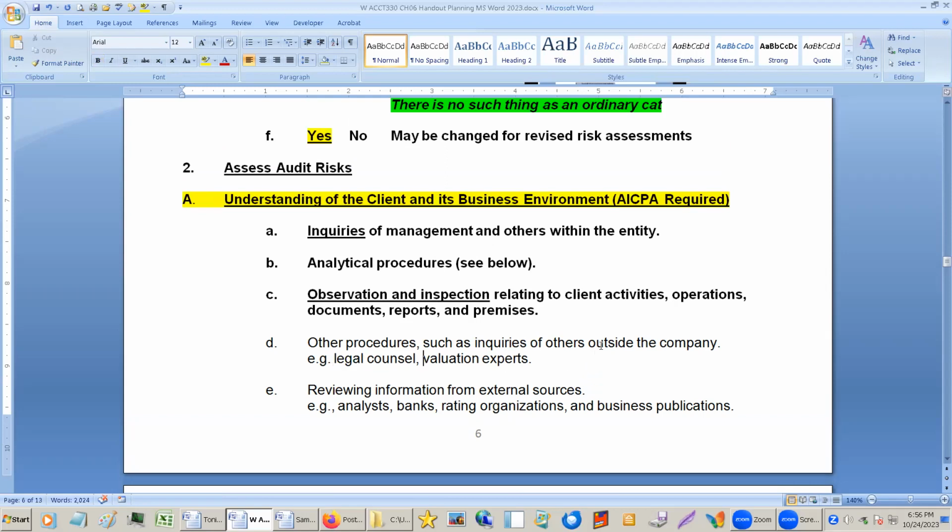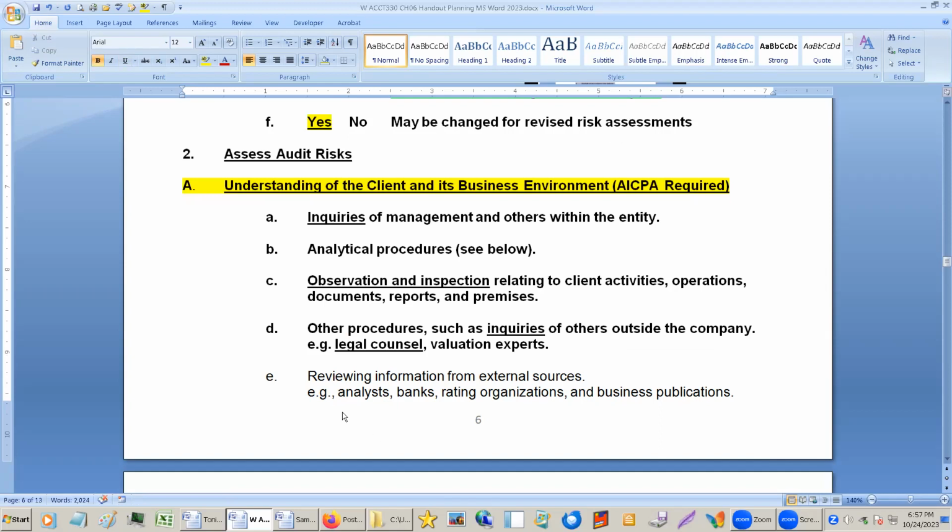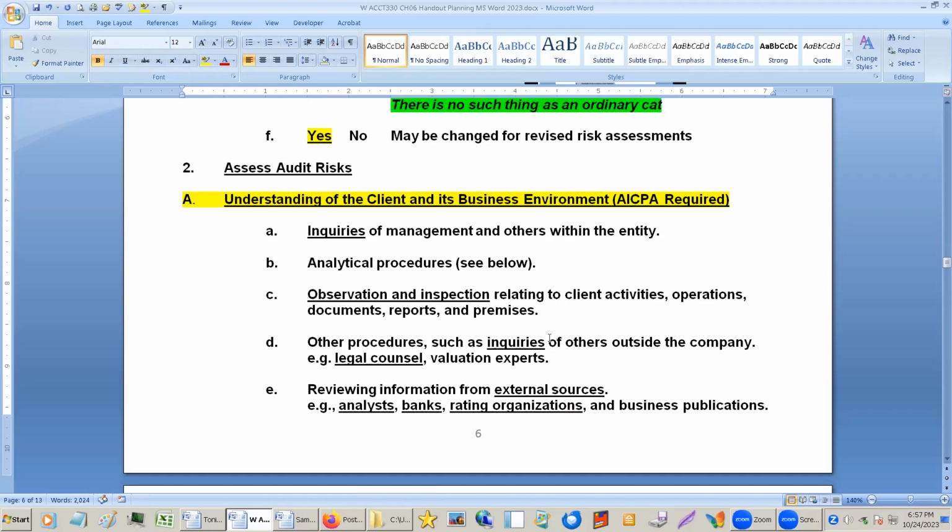Okay. Other procedures, such as inquiry of those outside of the company. So you're also going to talk to other people. Big ones are legal counsel. You talk to their lawyers. They talk to their banks and stuff like that too, and reviewing information from external sources. Banks are a big one. If it's publicly traded, you'd have analysts and rating organizations, business publications, things like that. So external sources, going through the stuff, getting an understanding of what they're up against.